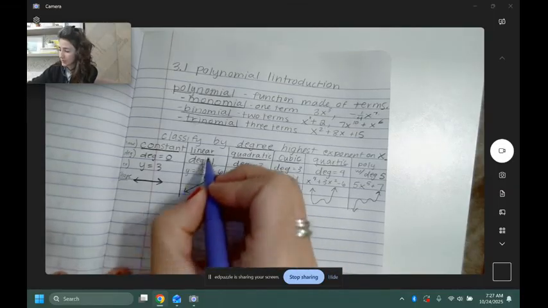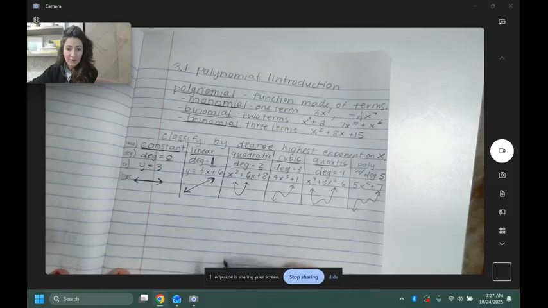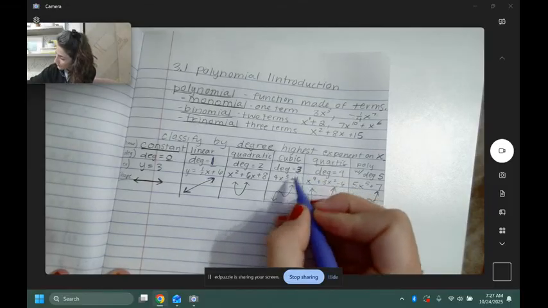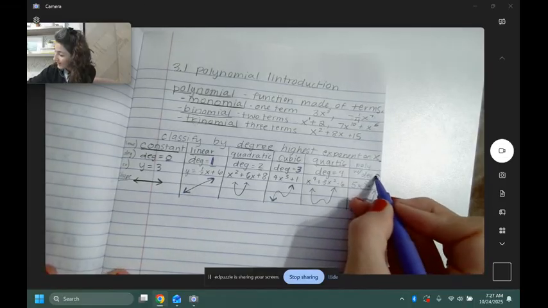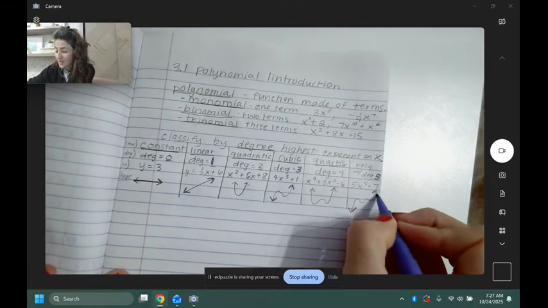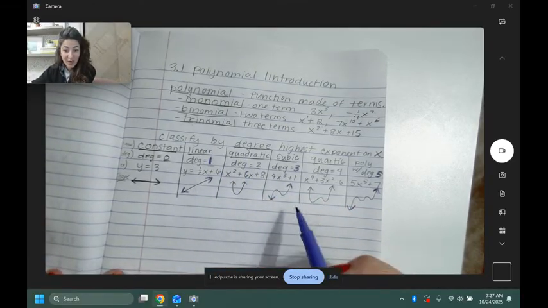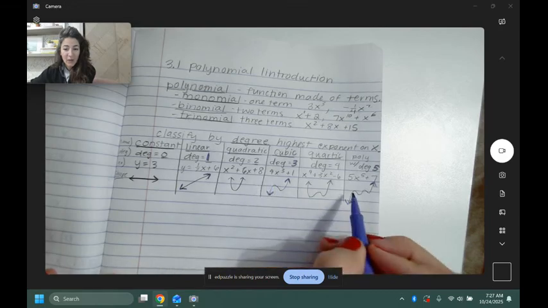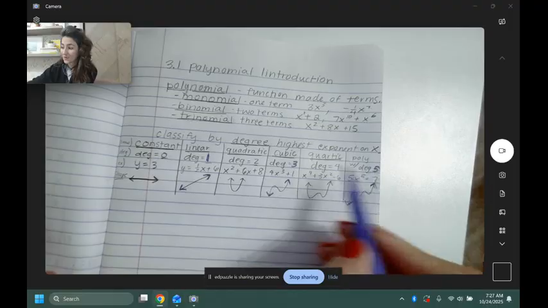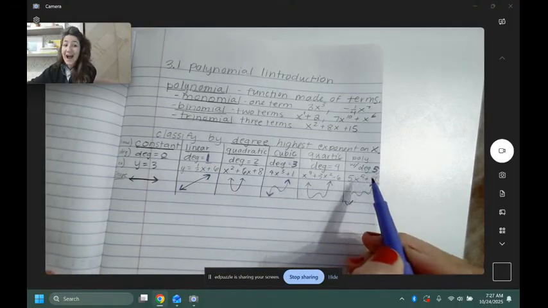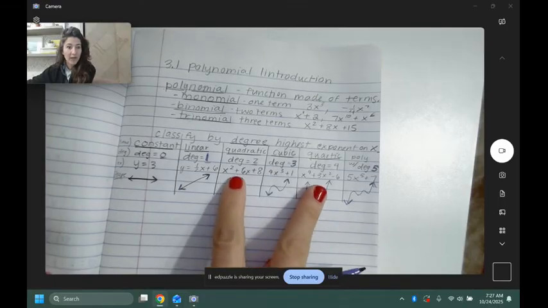My linear function, degree of 1, was going down in one direction, up in the other. Degree of 3 was going down in one direction, up in the other. Degree of 5 was going down in one direction, up in the other. Because these are all so similar, I want to come up with a pattern for the degree. Notice these are all odd numbers. The quadratic and the quartic don't do that.